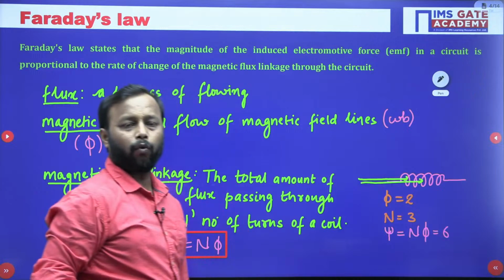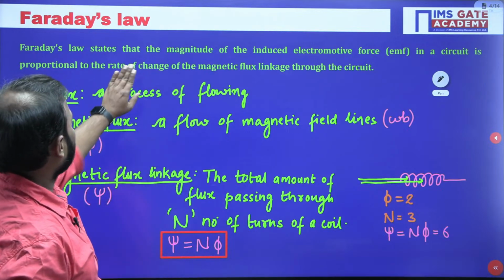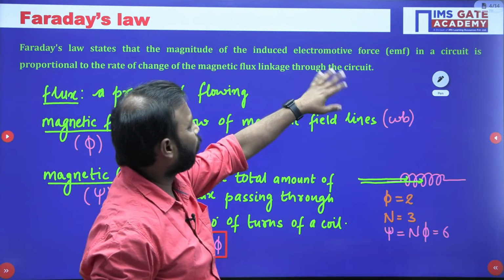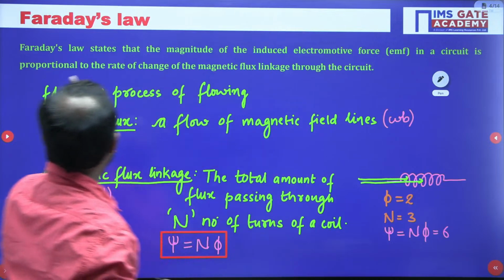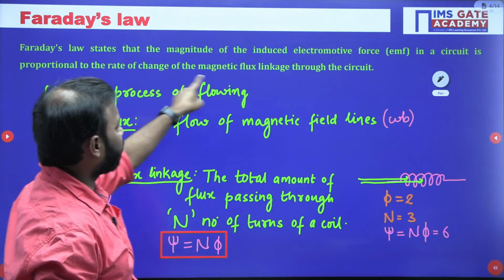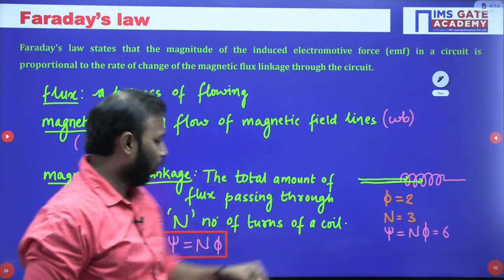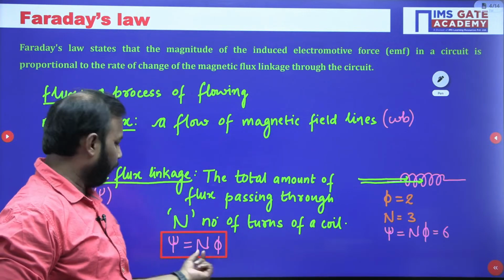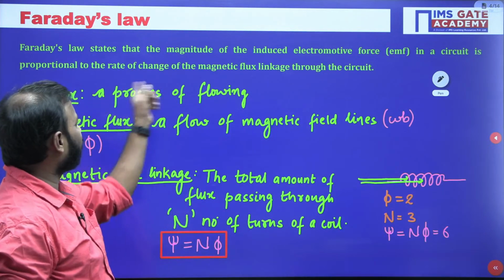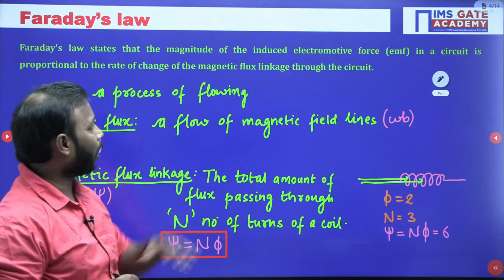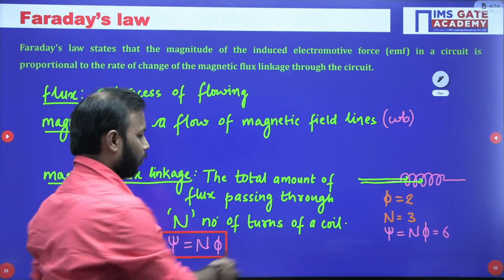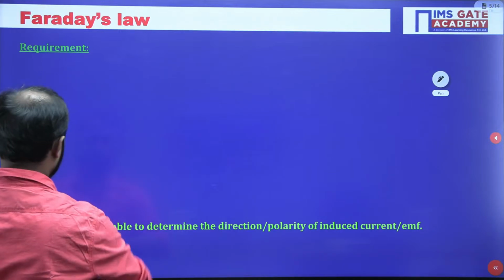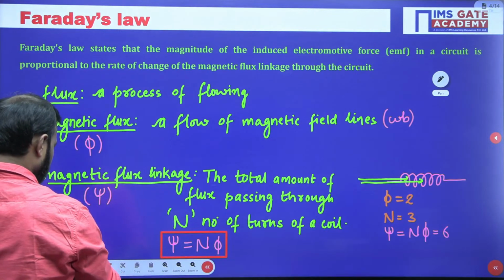Now what Faraday told us is that the magnitude of the induced electromotive force EMF in a circuit is proportional to the rate of change of magnetic flux linkage through the circuit. So this is the magnetic flux. Now if it is changing with respect to time, then it is going to have the EMF. So what do you mean by this?